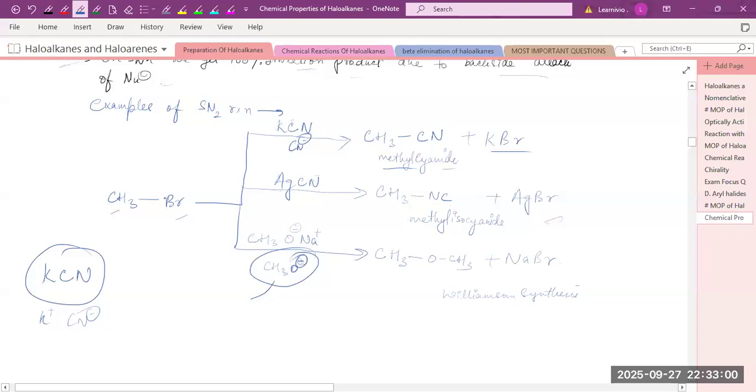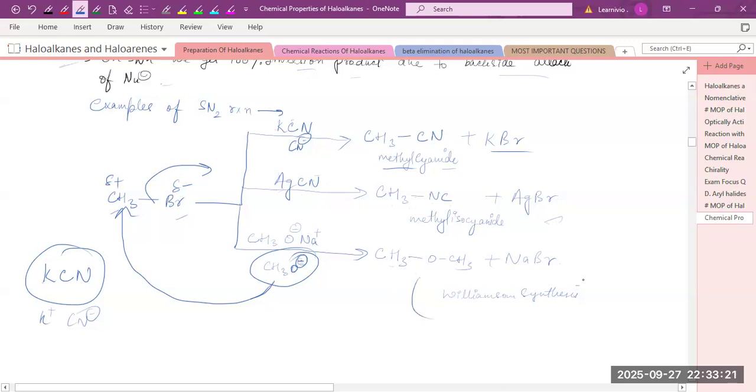What will happen? Between this carbon and bromine, the carbon has partial positive charge and the bromine has partial negative charge. The CH3O minus, which is the nucleophile, will come and attack this carbon, and the bromine will leave. You will get CH3O-CH3. So basically, you will get an ether.